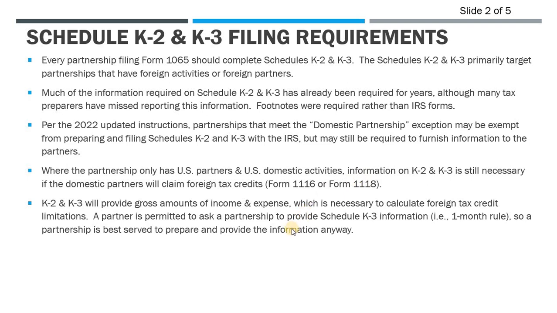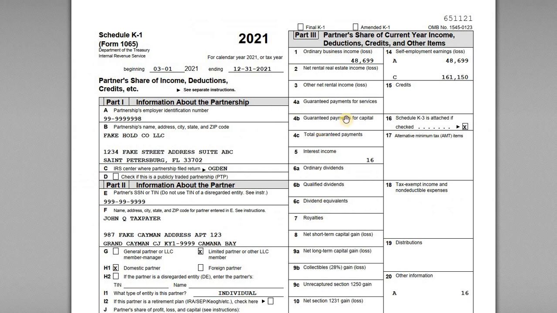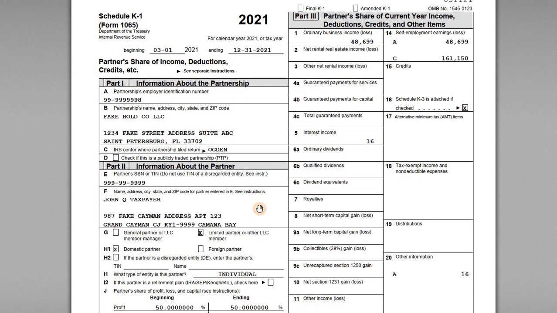You'll note on there that in order to properly compute how much foreign tax credit you can take and what the limitations are, you need to know the amounts of gross income and gross expense from all of your partnership investments. So what I mean by that is if we take a close look at a sample K1 from a partnership going to a partner, this is the example K1 we're going to be looking at.